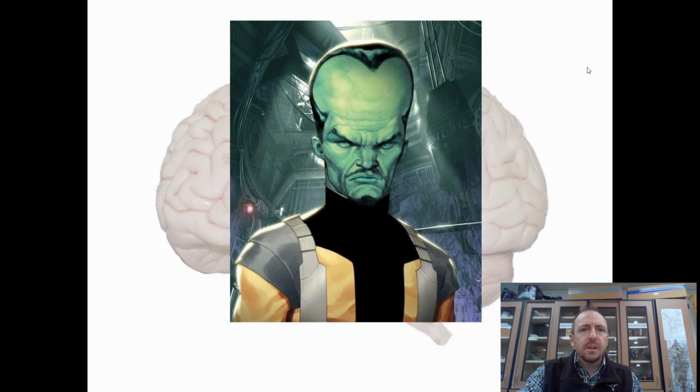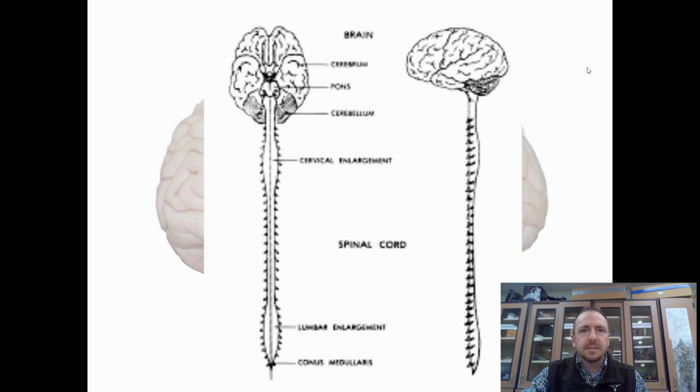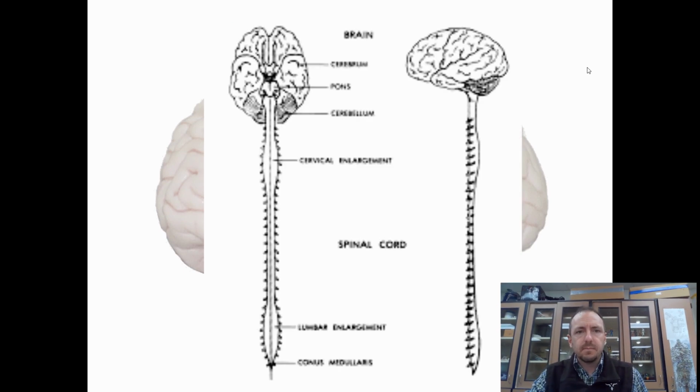Okay, so if we look at the central nervous system, we'll notice that we have the brain and the spinal cord, and you have a peripheral nervous system as well, and those are all the nerves that branch off of the brain and the spinal cord. But we're going to be concentrating on the anatomy and physiology of the central nervous system, particularly the brain.